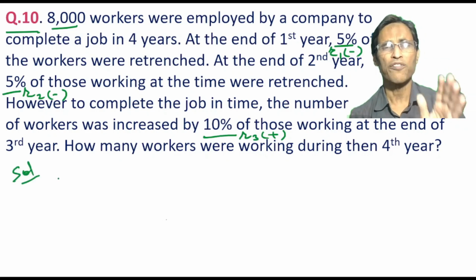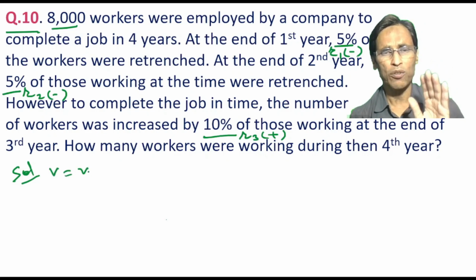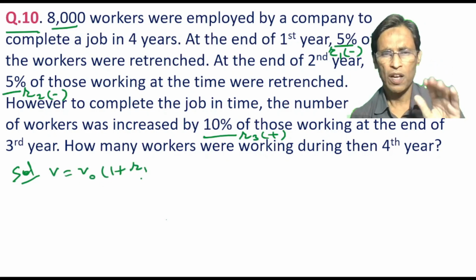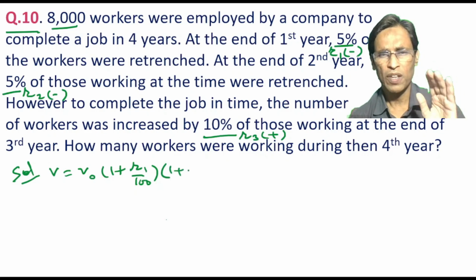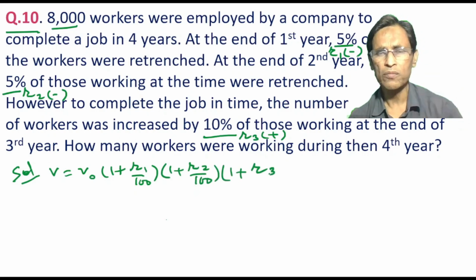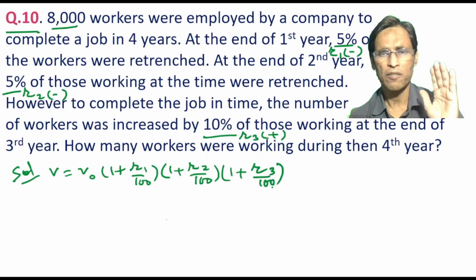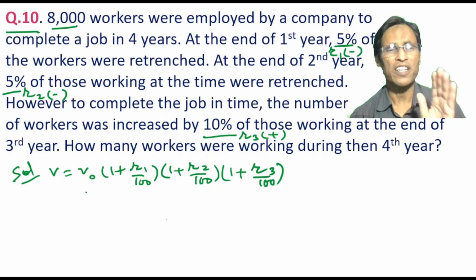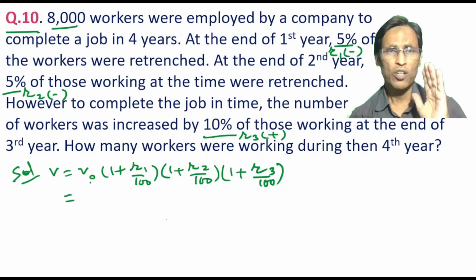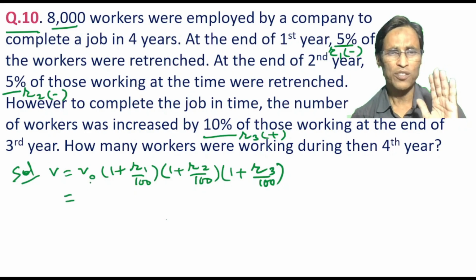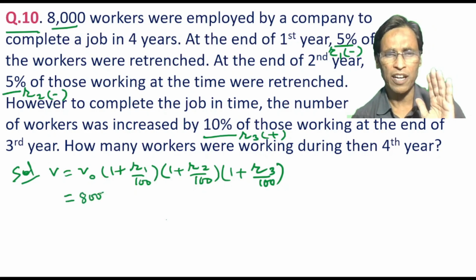To find the total number of workers during the fourth year, we proceed by taking the formula V equal to V naught times 1 plus R1 by 100 into 1 plus R2 by 100 into 1 plus R3 by 100. In the next step, we will replace the term with the information given. V naught, total number of workers in starting, its value is 8,000. And so, V naught will be replaced by 8,000.